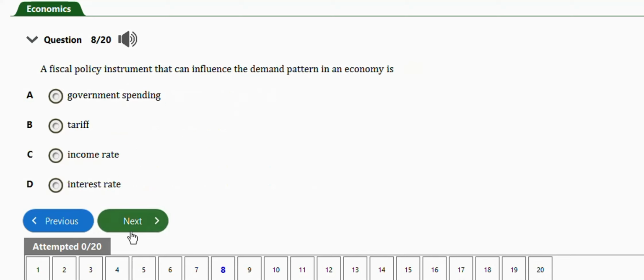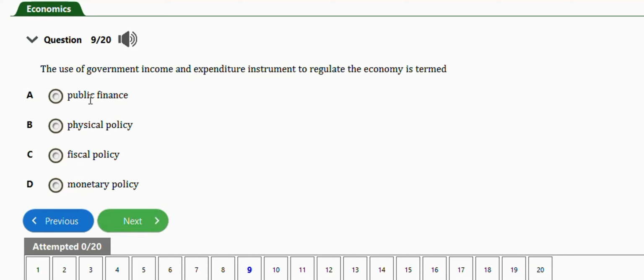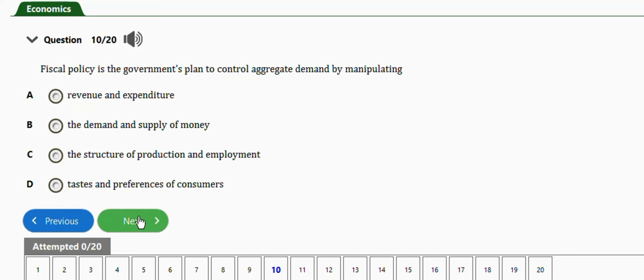Next question, it says, a fiscal policy instrument that can influence the demand pattern in an economy is: government spending, tariff, income rate, interest rate. The right answer is option A, government spending. Next question, it says, the use of government income and expenditure instruments to regulate the economy is termed fiscal policy. Option C. Next question, it says, fiscal policy is the government's plan to control aggregate demand by manipulating revenue and expenditure, the demand and supply of money, the structure of production and employment, taste and preferences of consumers. The right answer is option A, revenue and expenditure.